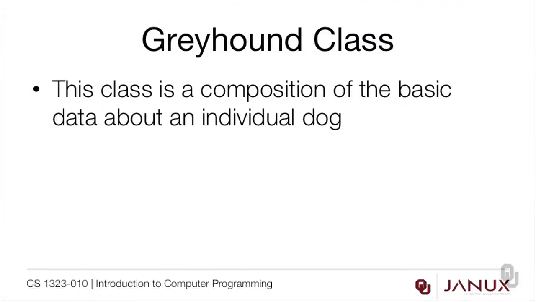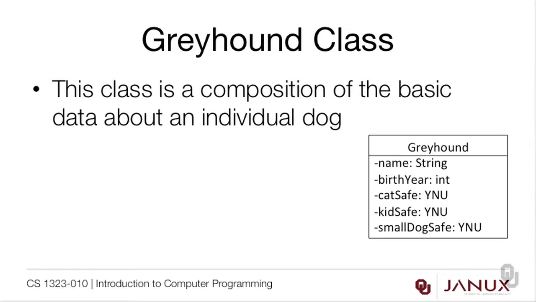Now it's time to think about the Greyhound class. This class is a composition of the basic data about an individual dog. This is what it would look like. The name of the class is Greyhound. We've got the name, we've got the birth year, and we've got cat safe, kid safe, and small dog safe that are all of type YNU. So notice we have a relationship between the Greyhound class and the YNU class. The YNU class is used in the Greyhound class.